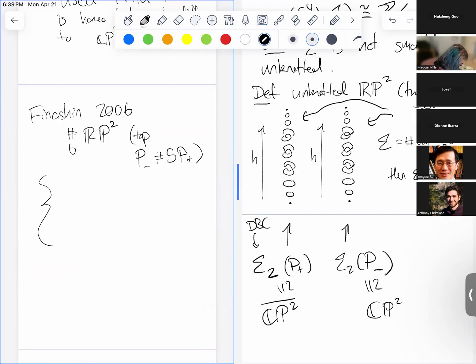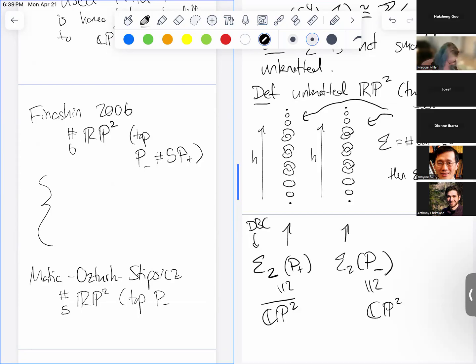And then I'm going to put something here in a second. Just at the very end of 2023, maybe early 2024, I forget, there was a paper by Gordon, Matic, Ozturk, Stipsicz, very similar, but they improved this a little bit from 6 RP2s to 5. And again, topologically, their surfaces are isotopic to a single negative RP2 and then 4 positive ones.